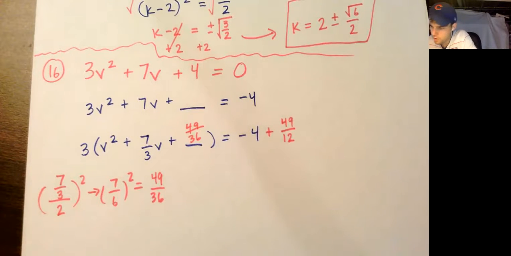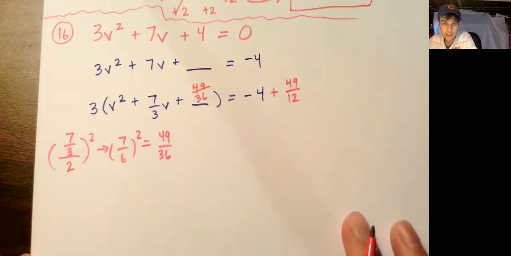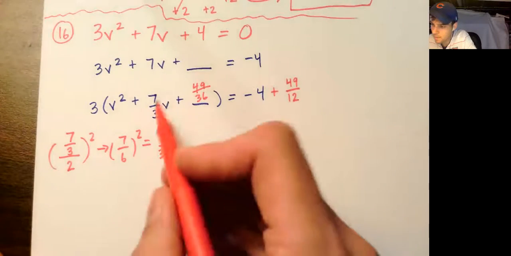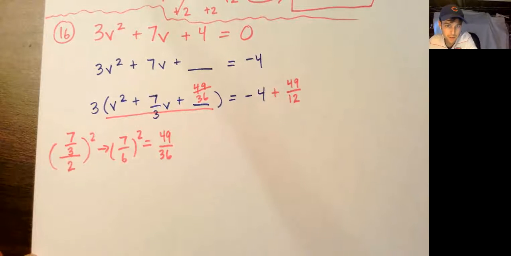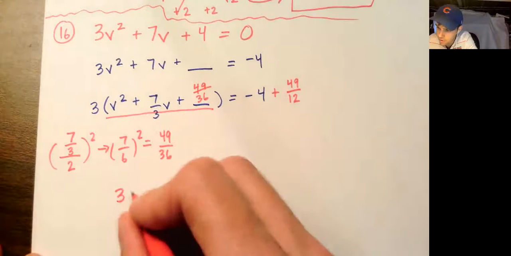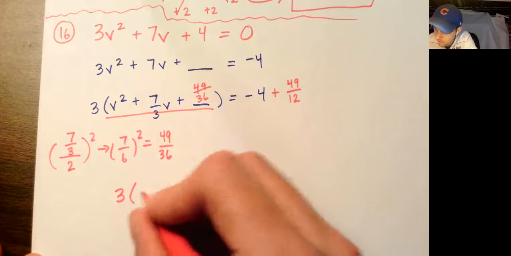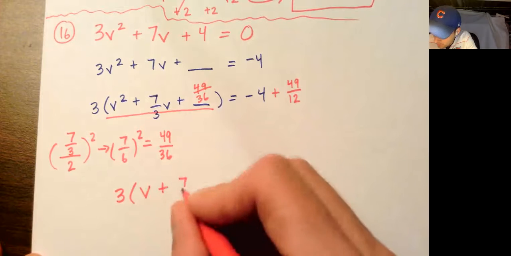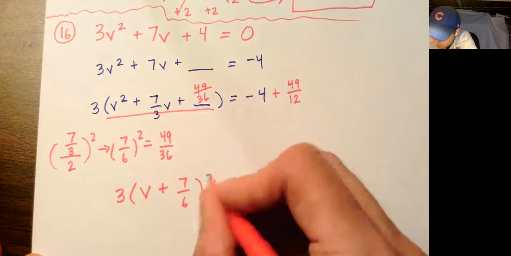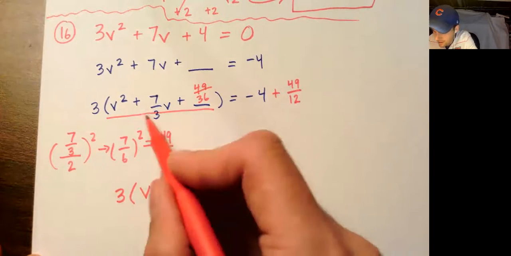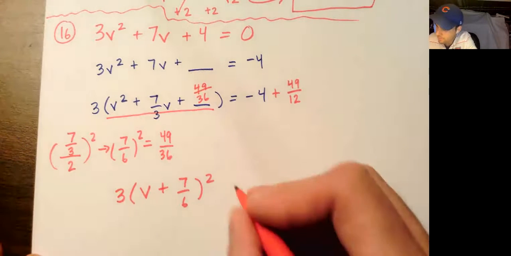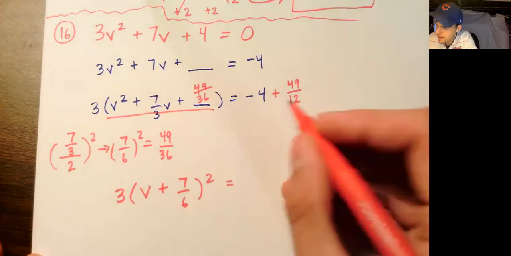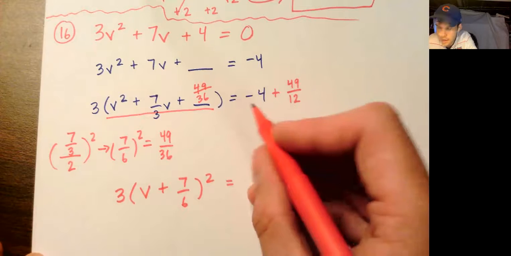So wonderful. I'm going to go ahead and rewrite what I have here. Oh, almost. Remember, the whole point of this was that this trinomial is a perfect square trinomial. So we end up with v plus 7 over 6 squared. This thing is always half of the middle term, half of that coefficient there. So that's why you're doing it. Okay, and these go together.